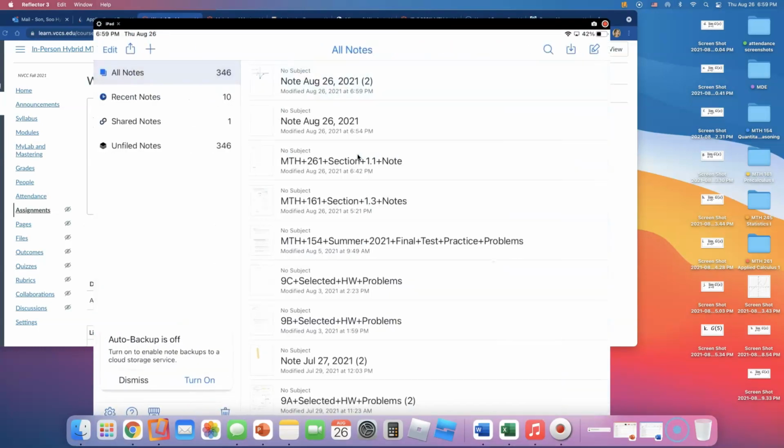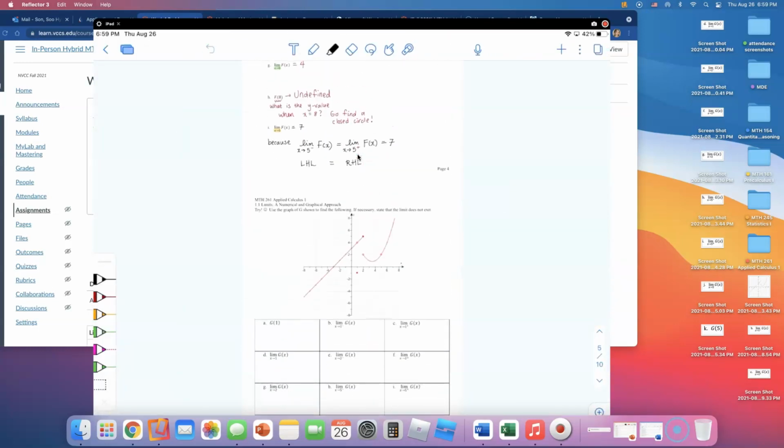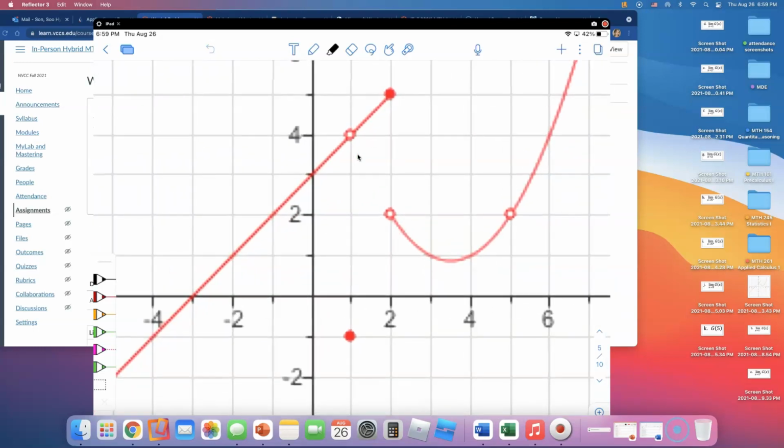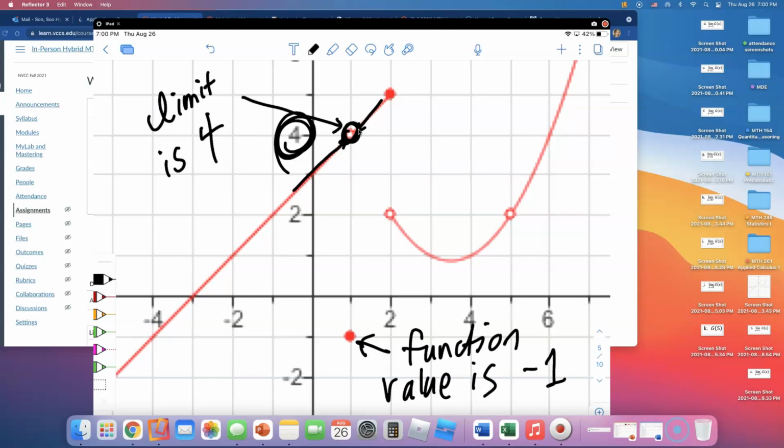Okay, take a look at one of the examples that we did. All right, let me find it. Oh, right here. You see, for this picture right here, the limit is 4, right? Because to the left and to the right is approaching 4. It's going to that open circle. To the left and right, they continue. They're really trying hard to get there. But look, the function value is down here. The function value is -1. So that's what we need to sketch.